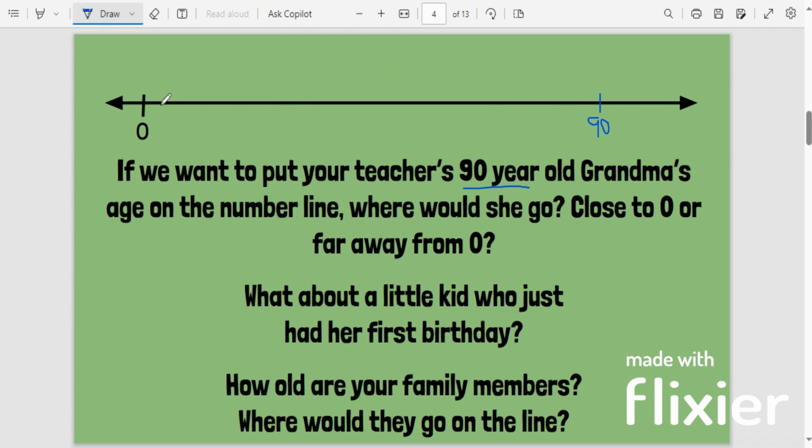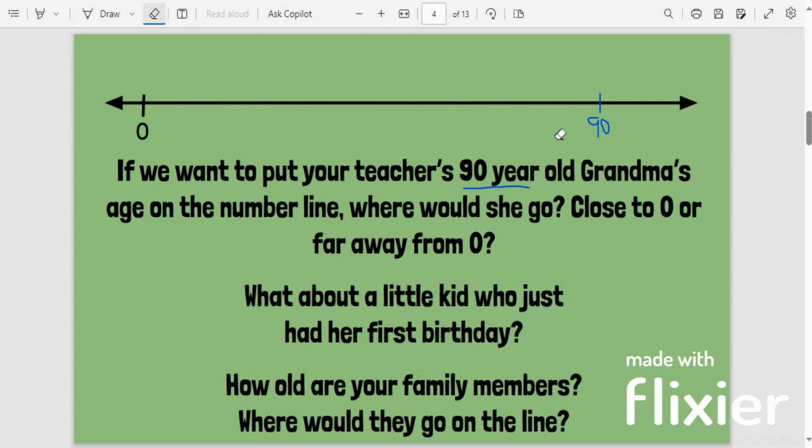Notice how this open number line extends on both sides. It's not limited to any number. It's also not labeled with numbers in between, so we're not counting by fives or tens. We're using the numbers that are asked in the story problem.